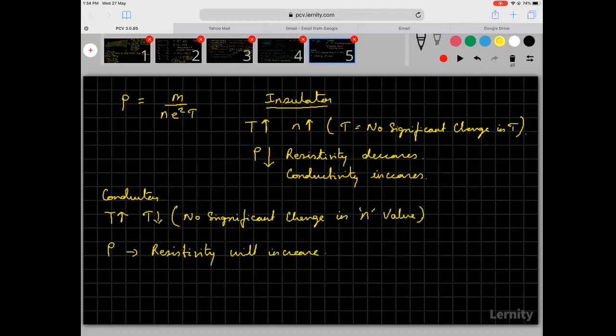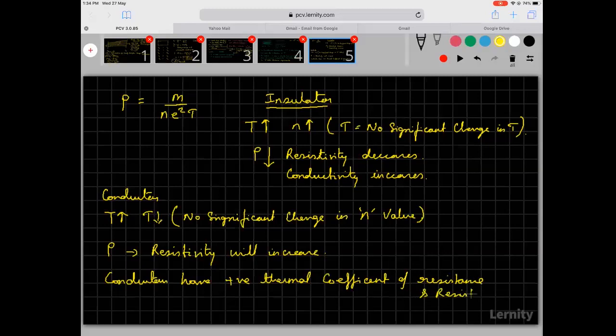Resistivity will increase. Do you understand? That means conductors have positive thermal coefficient of resistance and resistivity. That means if temperature increases, resistance increases.